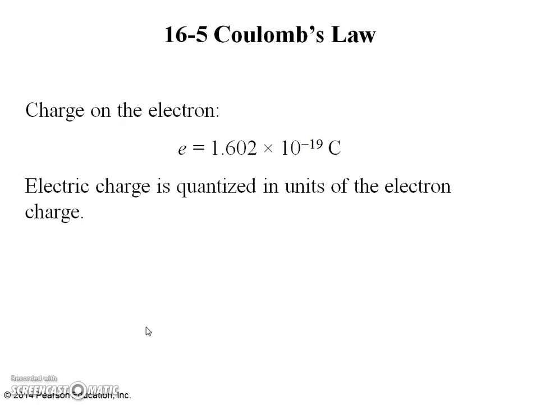Now note that this little e is defined as a positive number, so the charge on an electron would be negative e, and the charge on a proton would be positive e. Since an object cannot gain or lose a fraction of an electron, the net charge on any object must be an integral multiple of this charge.